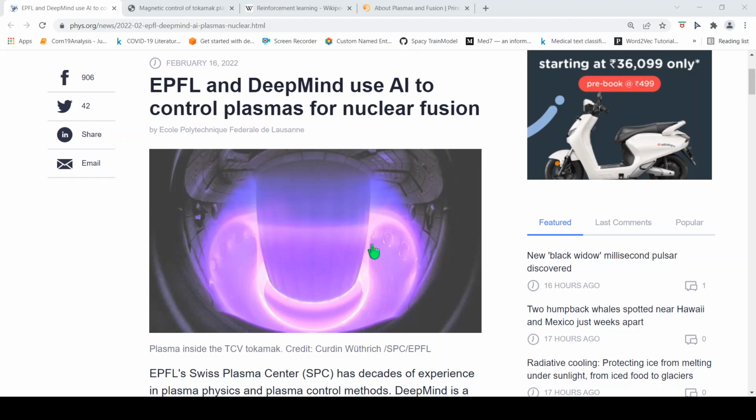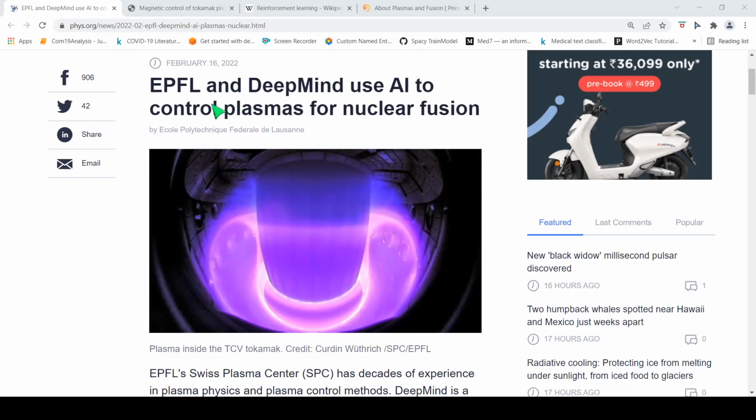I came across this exciting news about EPFL and DeepMind using AI to control plasmas for nuclear fusion. I wanted to understand it from a layman's perspective. So let's look at what is plasma, what is nuclear fusion before even going into this article.